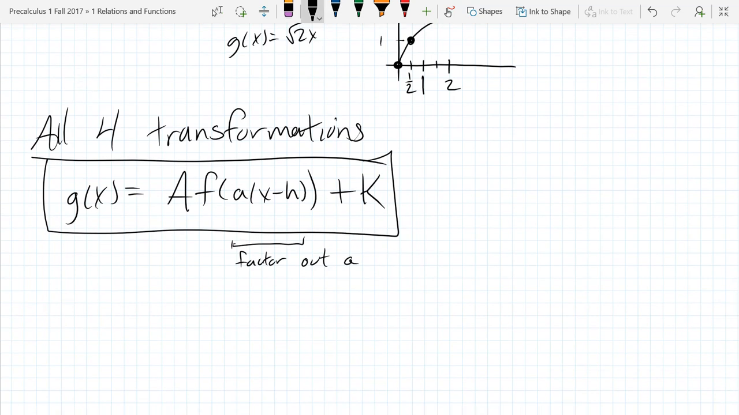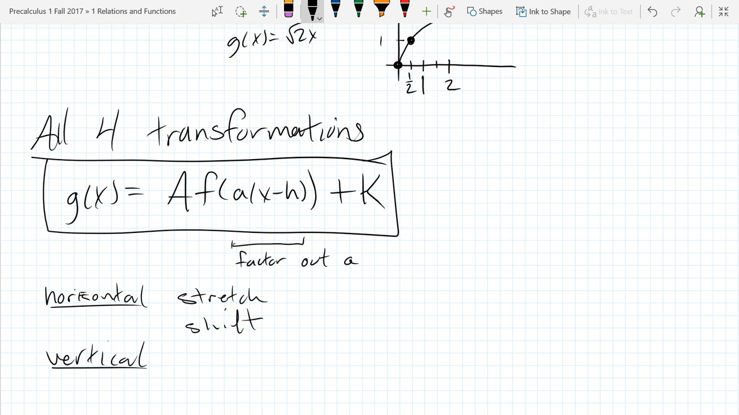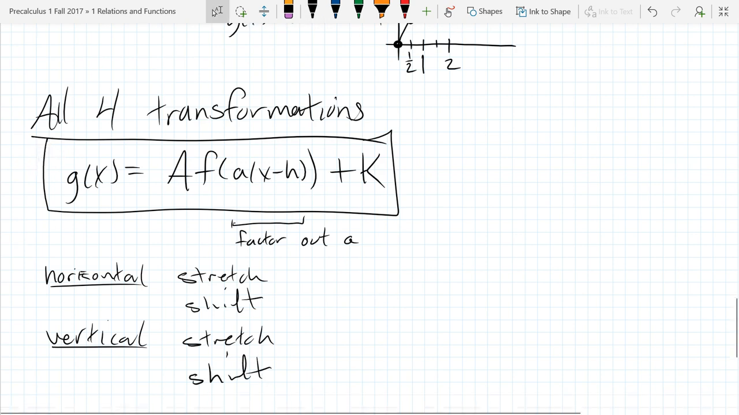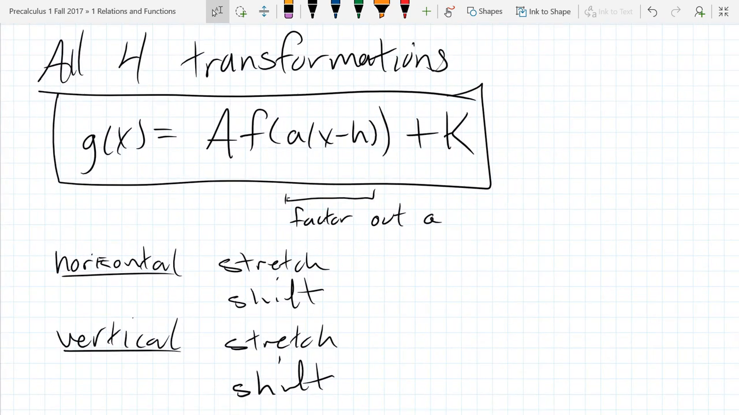Once we have it in this form, we're going to do our horizontal first. So we're going to do our stretch, and then our shift, and then vertical, stretch, and shift. So in this form, how much horizontal stretch are we going to do? So what variable corresponds to the horizontal stretch? So it'll be little a, and we're going to stretch as 1 over a. So it'll be a reciprocal 1 over a.